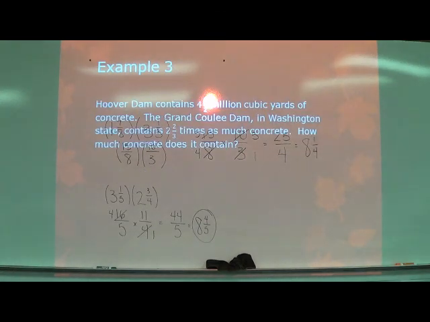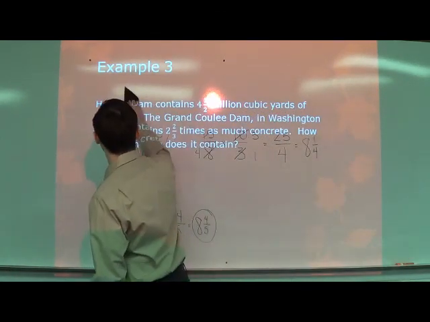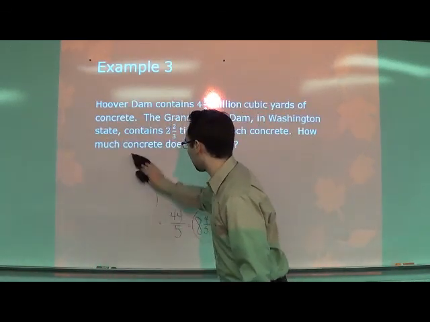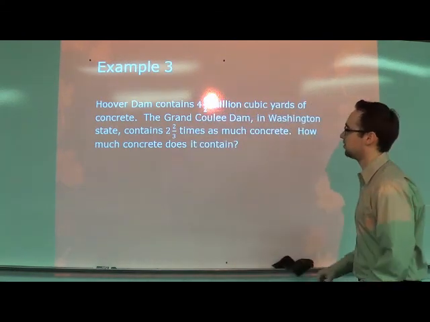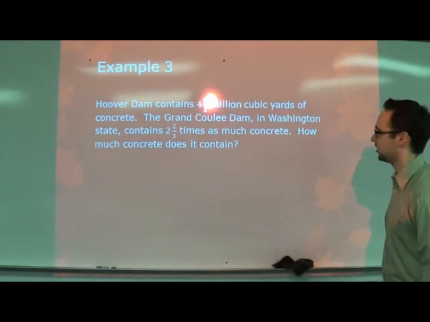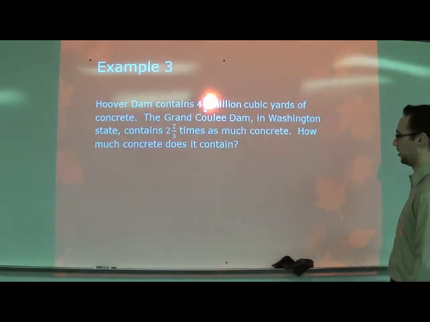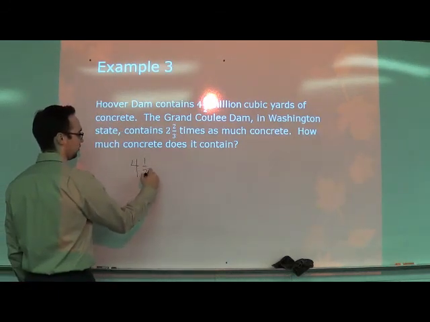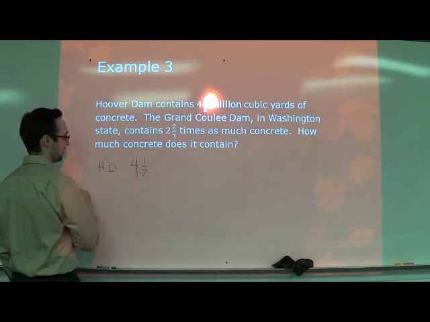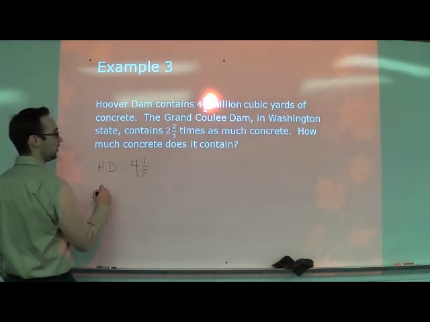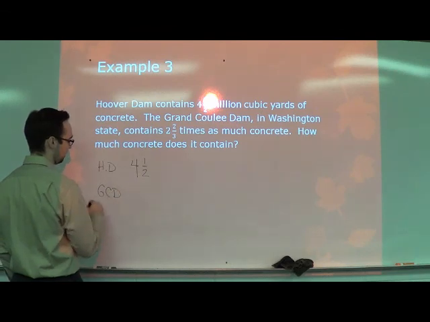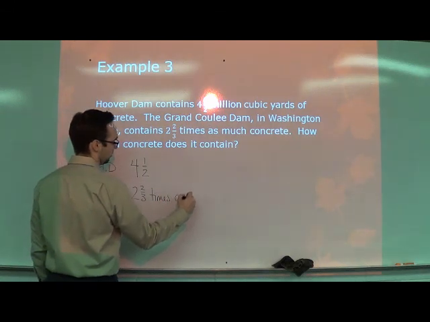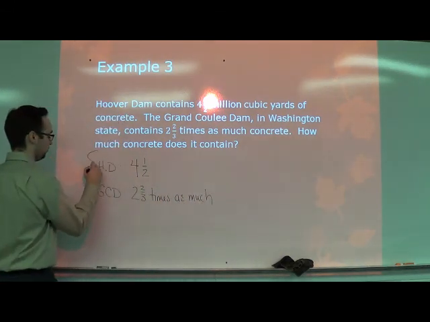Alright, one last one is the word problem. So this question says, the Hoover Dam contains 4.5 million cubic yards of concrete. The Grand Coulee Dam in Washington State contains 2 2/3 times as much concrete. How much concrete does it contain? So we have 4.5 million for the Hoover Dam, and the Grand Coulee Dam has 2 2/3 times as much. So this is the important information here.